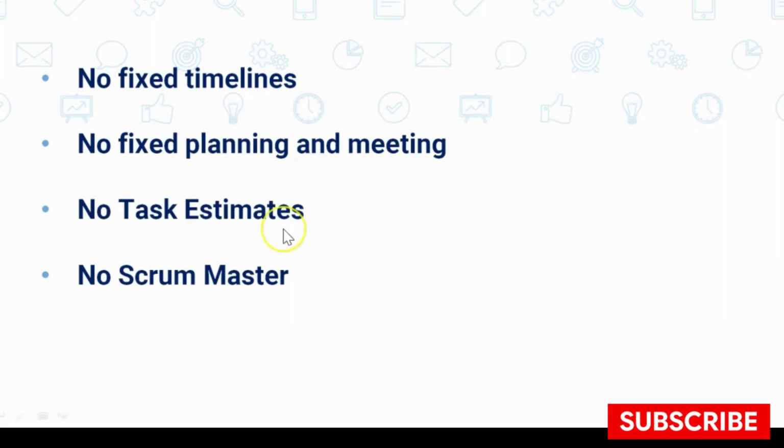Third, no task estimates. How we pull the task from the product backlog to the sprint backlog depends upon the estimates. For example, from the product backlog, we would be taking only that amount of tasks which can be completed in that sprint. If your sprint is of 2 weeks, we have to make sure we are only taking that amount of work which can be completed in that amount of time. But in case of Kanban, there are no estimates done, and also there are no Scrum Masters.